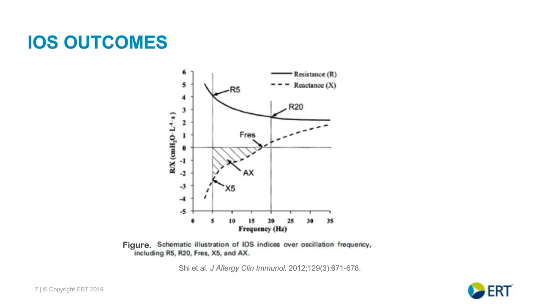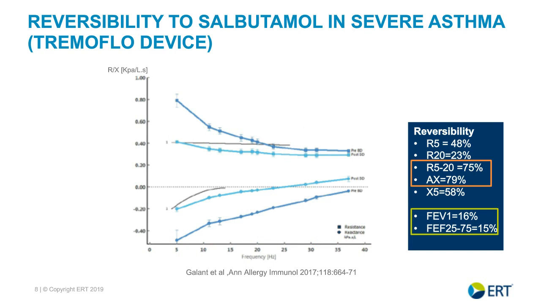So what actually happens in real life? This is a patient from my own clinic, because every patient that walks through my door gets a measurement of both spirometry and oscillometry. And then we look at both of these readings together. This is a patient with severe asthma using the Tremor Flow device, which I'm going to talk about, which measures oscillometry, a very user-friendly device.